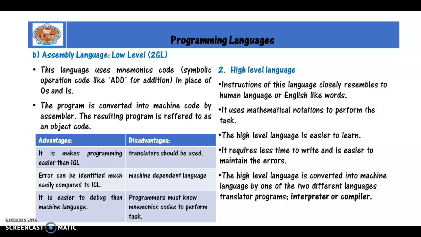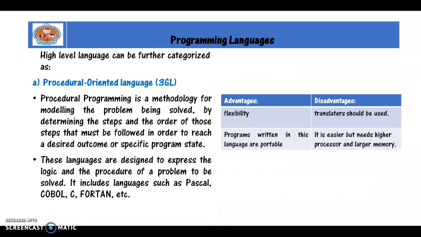Then coming to high level languages, these are simple English language, which is very much understandable by us humans. And instead of this mnemonic code, here we make use of mathematical notations, just like plus for addition, minus for subtraction, and in a similar way for multiplication and division and all. So again, this is divided into three types. The first one is the procedural oriented language. This is also known as a third generation language.